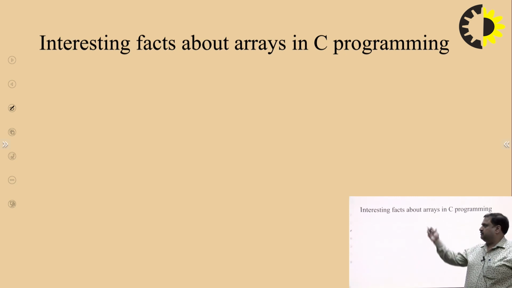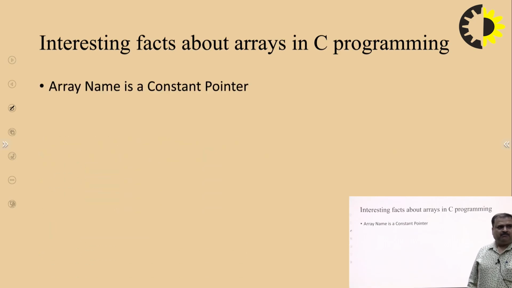I hope you are clear why we cannot use scanf and printf functions for array variables. So let's look at some interesting facts about arrays. First, the array name is a constant pointer, which I have already told you. Why is it a constant pointer? Because the array name contains the base address.